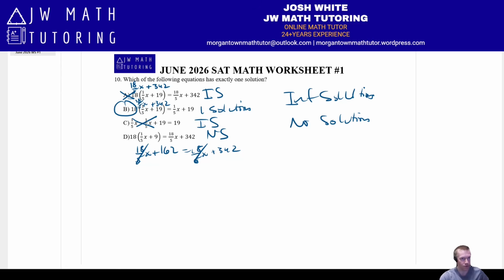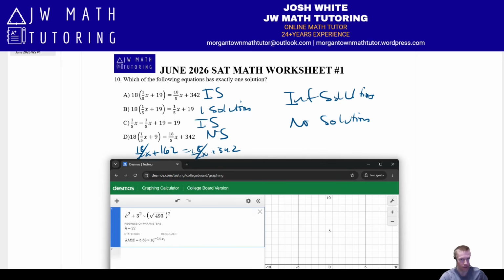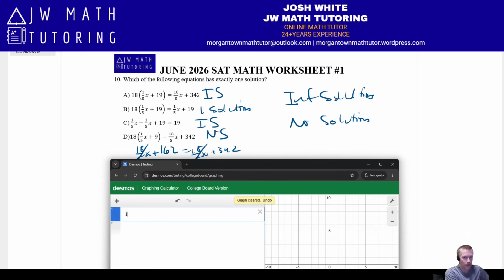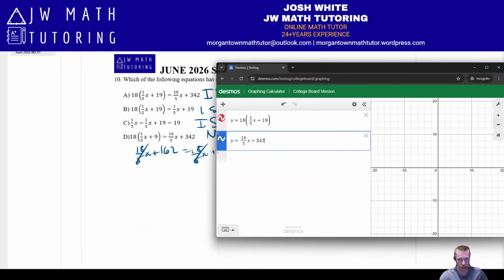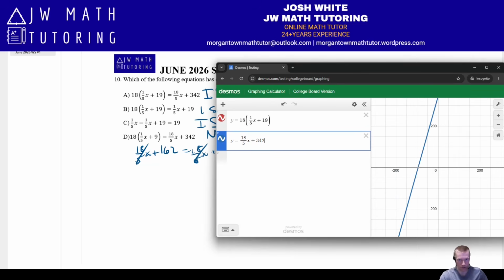Now, let's just go to Desmos to confirm or show you that. So let me just erase all this here. Okay, so the first one. What I'm going to do is graph y equals left side and y equals right side. And essentially, we're looking for one intersection. If it's parallel lines, it's not the answer. If it's the same line over top of itself, then it's not the answer. Notice here, we get the same line over top of itself. That means it's infinite solutions, not the correct answer.